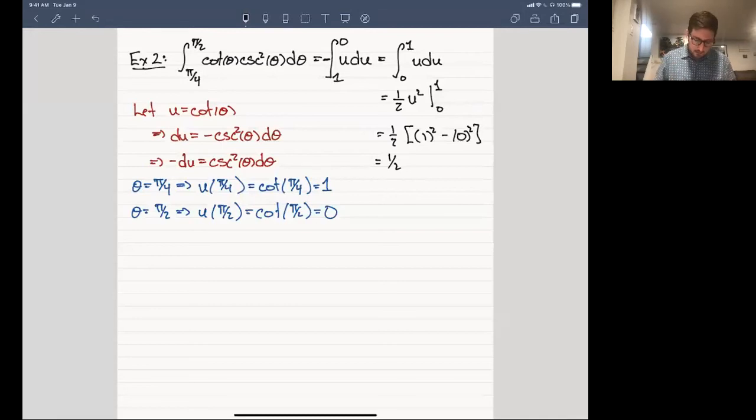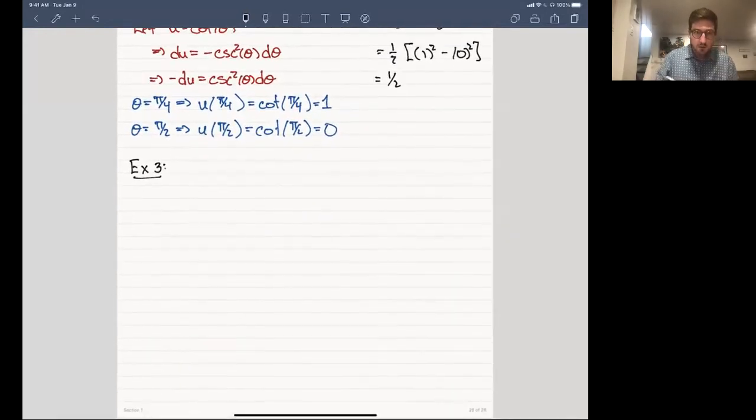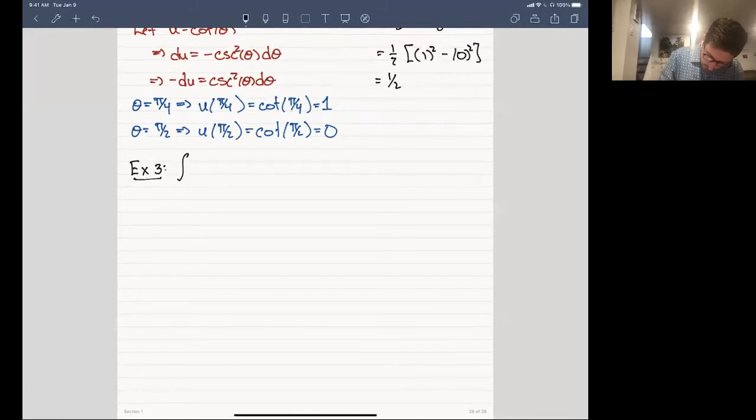Okay, so let's look at one more example. Example 3. So in this case, we're asked to integrate from minus pi over 4 to pi over 4. So again, pi showed up, definitely going to be a trigonometric problem. Tan of x dx.